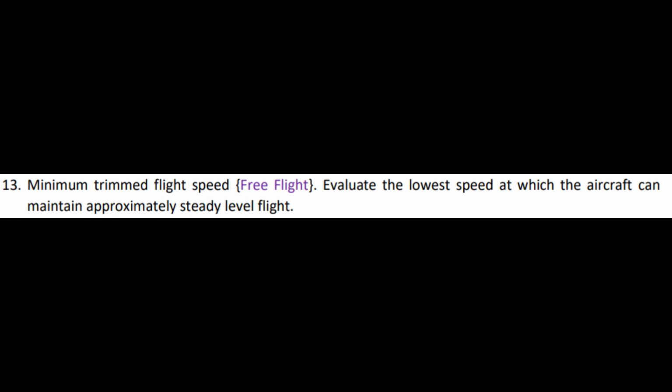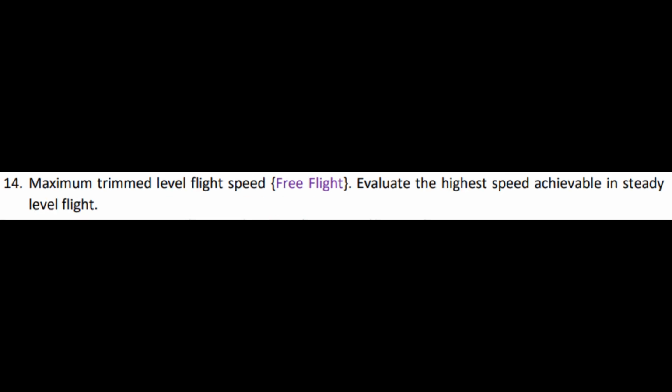It was found that the lowest speed at which the aircraft could maintain approximately steady level flight was at around 60 meters per second, with the elevator trim set around 17 degrees. The highest speed achievable in steady level flight was found to be around 47 meters per second, with the elevator trim set at around minus 5.5 degrees.